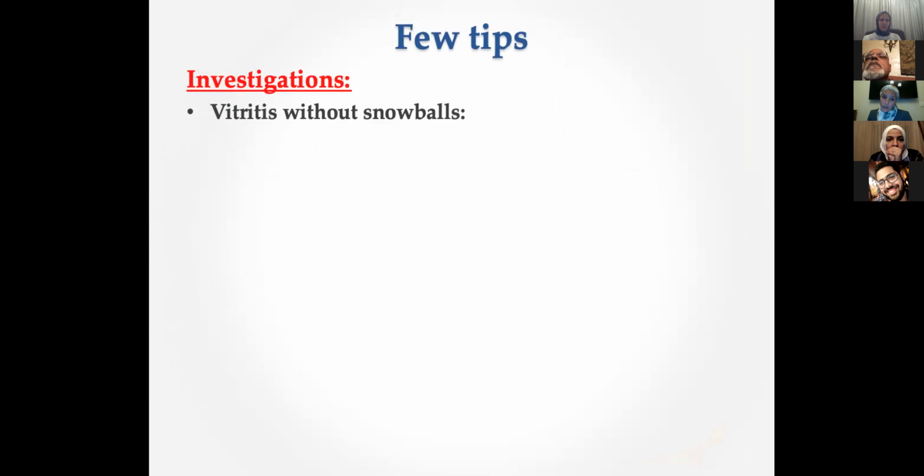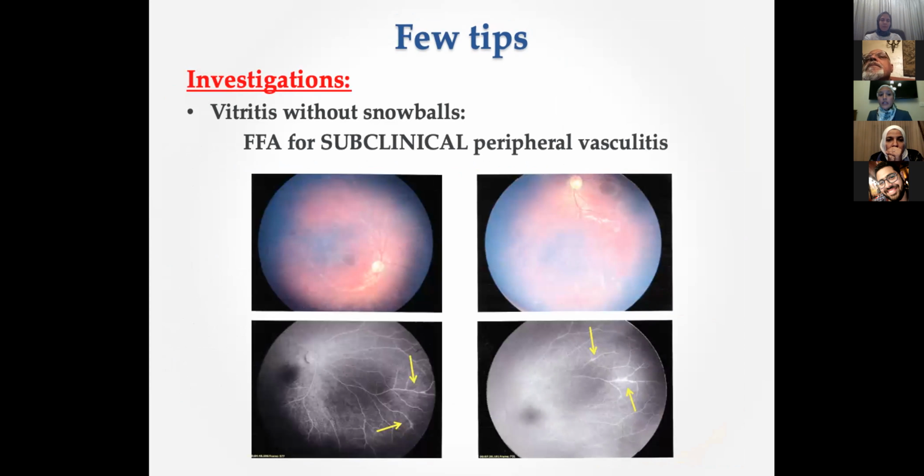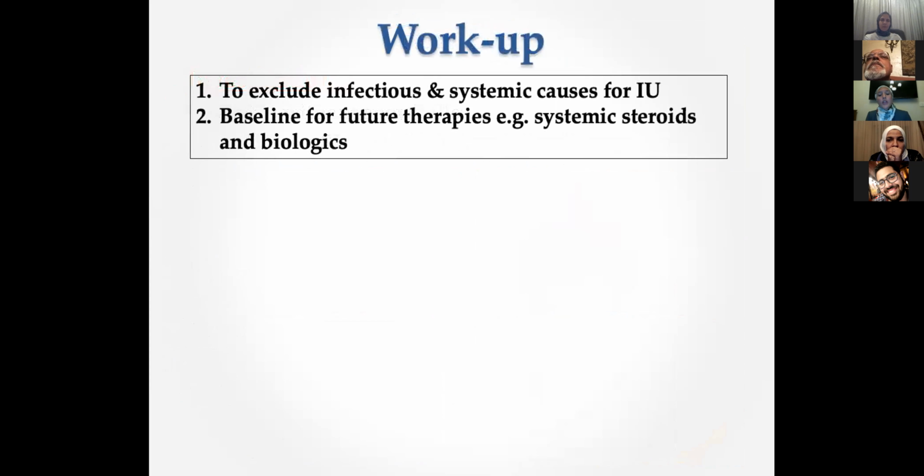Regarding the investigations, in cases of vitritis without evident snowballs clinically, it's useful to order a fundus fluorescein angiography because it helps in the demonstration of peripheral retinal vasculitis, which can be subtle and subclinical, but very well delineated by the fluorescein angiography. Regarding the workup of pars planitis cases, it's mainly directed to exclude the infectious and the systemic causes, and it's used as a baseline for the future therapies, especially systemic steroids and biologics.